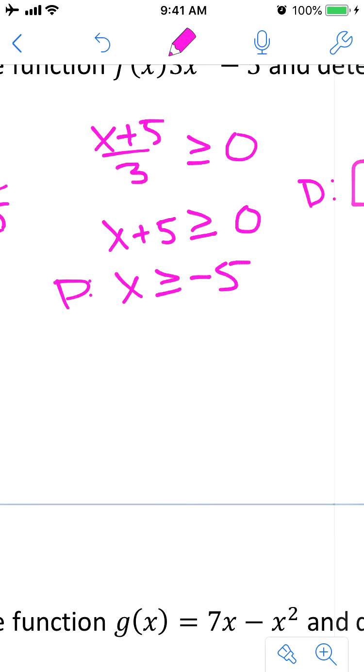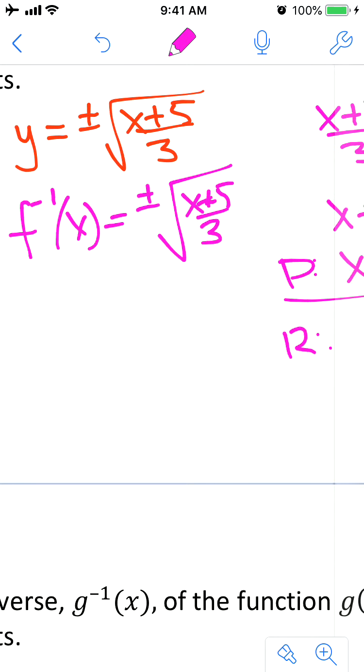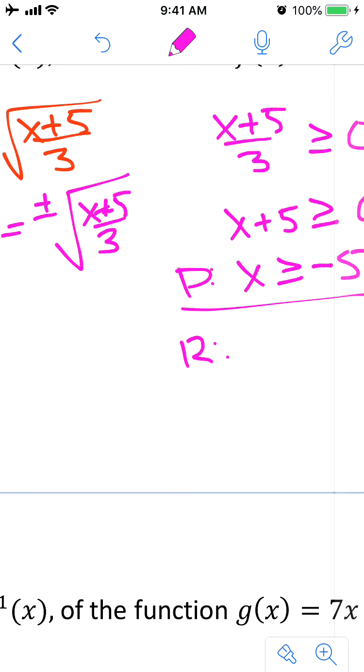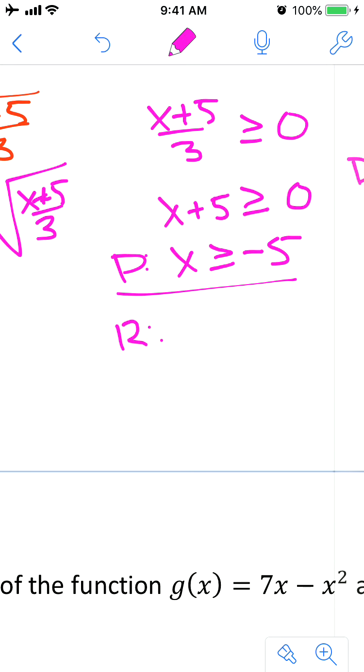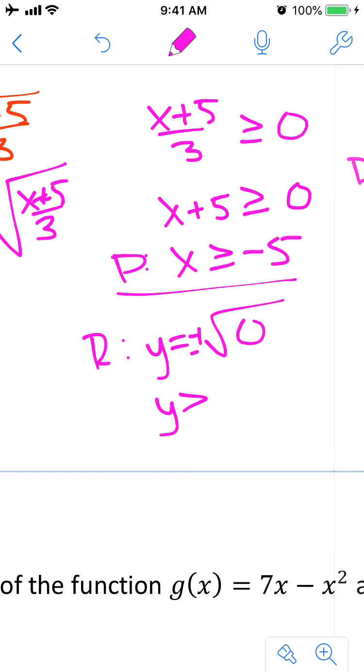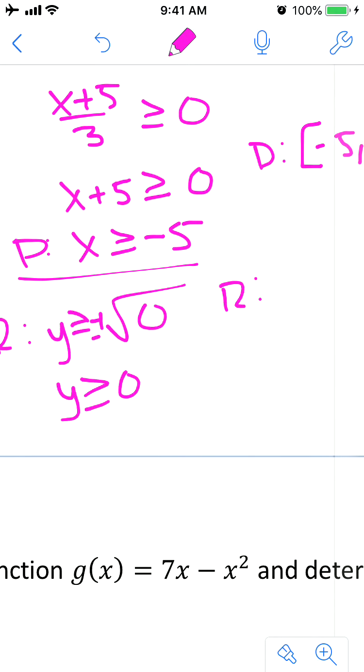Alright, now the range, that'll be so much easier, just gotta plug that in. What happens when you get a 0 there? You get a 0. Cool, it's gotta be square root of 0. So you would plug in y equals, and you get 0. So y is greater than or equal to 0. Y has to be positive.